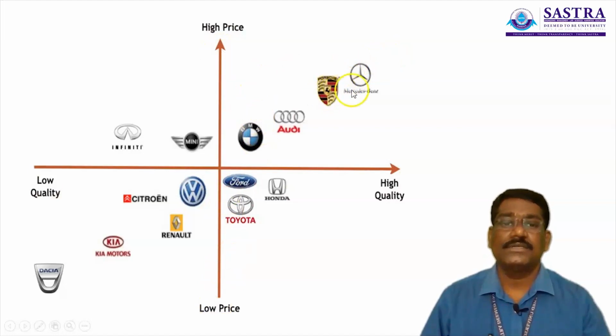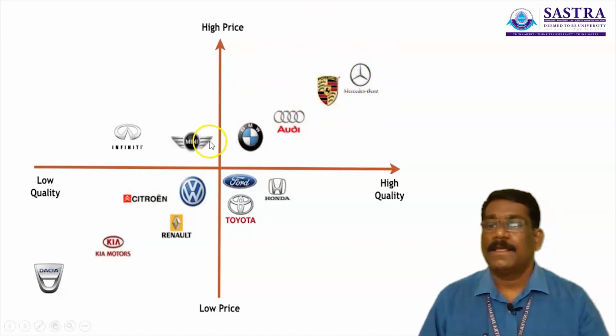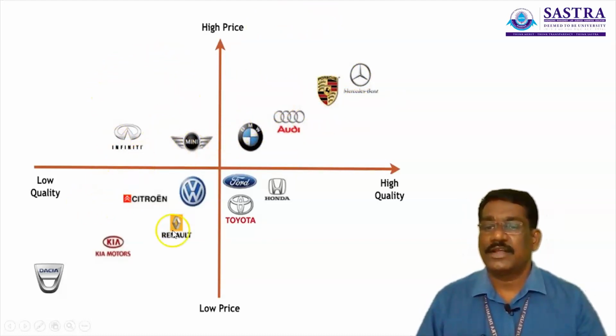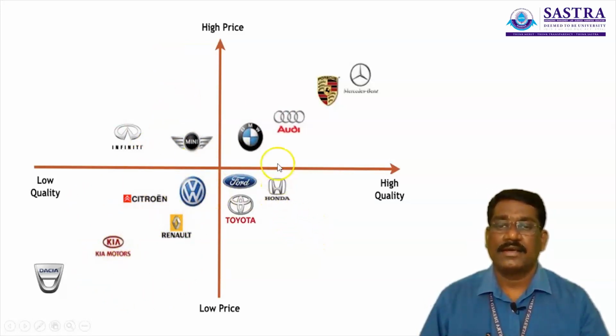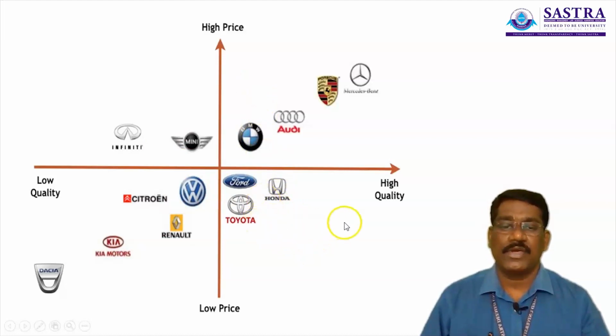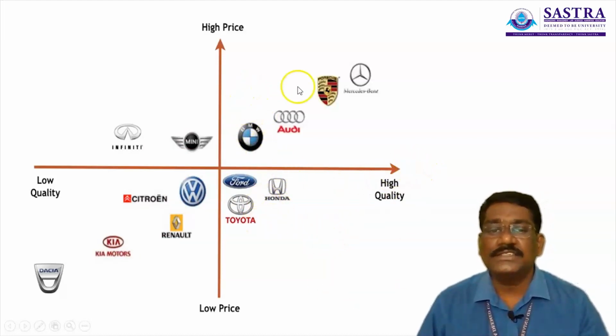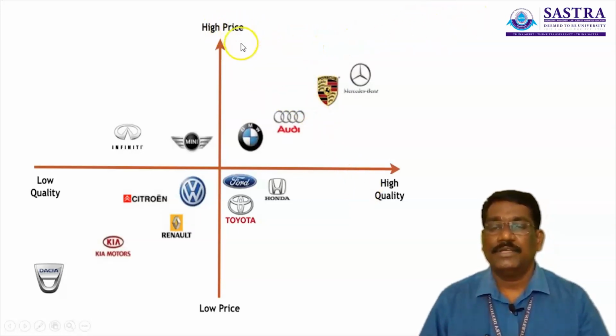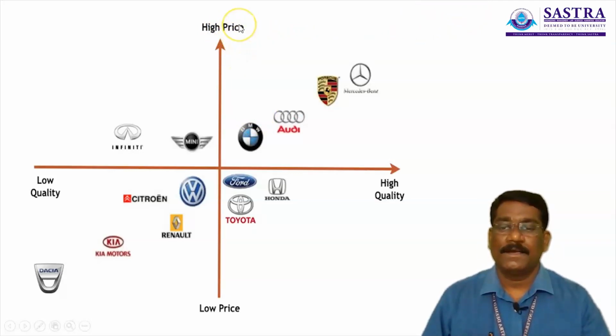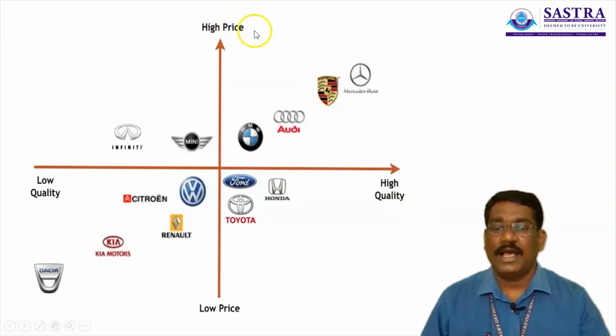You can see Mercedes-Benz, Audi, BMW, all on this quadrant, and you have Infiniti in this quadrant, and you have Kia, Renault in this quadrant, and you can see Ford and Toyota in this quadrant. Through this exercise, you can capture the perception of the customer by comparing with competitor brands using these two variables, price and quality, high price versus low price, and low quality versus high quality.